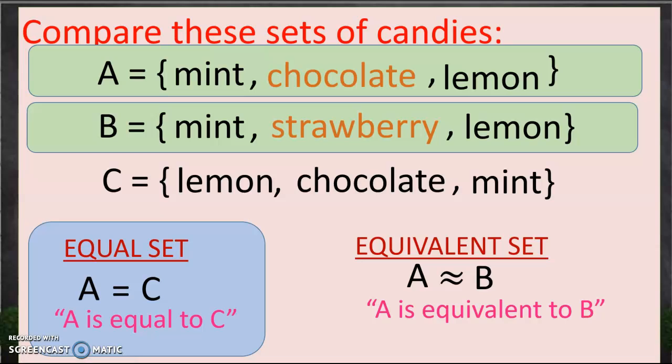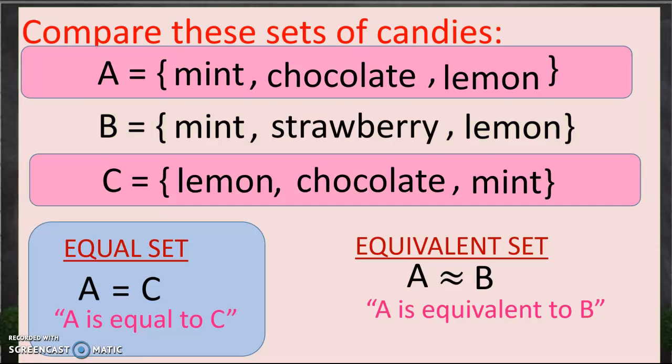Next. Let us compare A and C. Again, they are equal sets. Since they are equal, they have the same number of elements. Therefore, sets A and C are also equivalent sets. Meaning, all equal sets are equivalent sets. But not all equivalent sets, just like A and B, are equal.